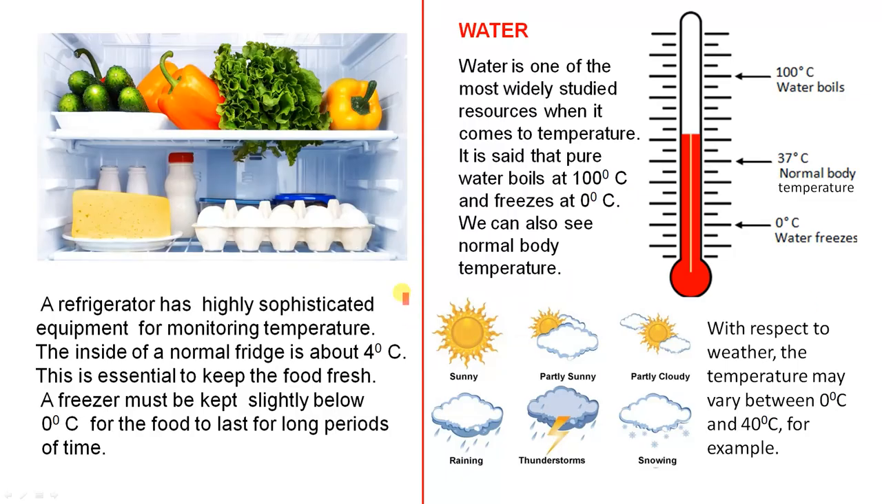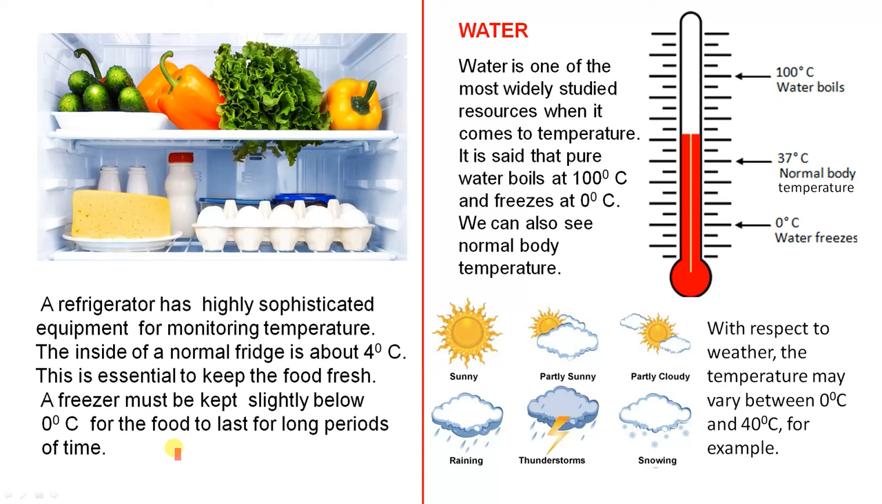A refrigerator has highly sophisticated equipment for monitoring temperature. The inside of a normal fridge is about 4 degrees Celsius. This is essential to keep the food fresh. A freezer must be kept slightly below 0 degrees centigrade for the food to last for long periods of time. For example, if you're putting meat in a freezer, you want it to last for weeks and maybe a few months. So it has to be frozen for the food to last that long.